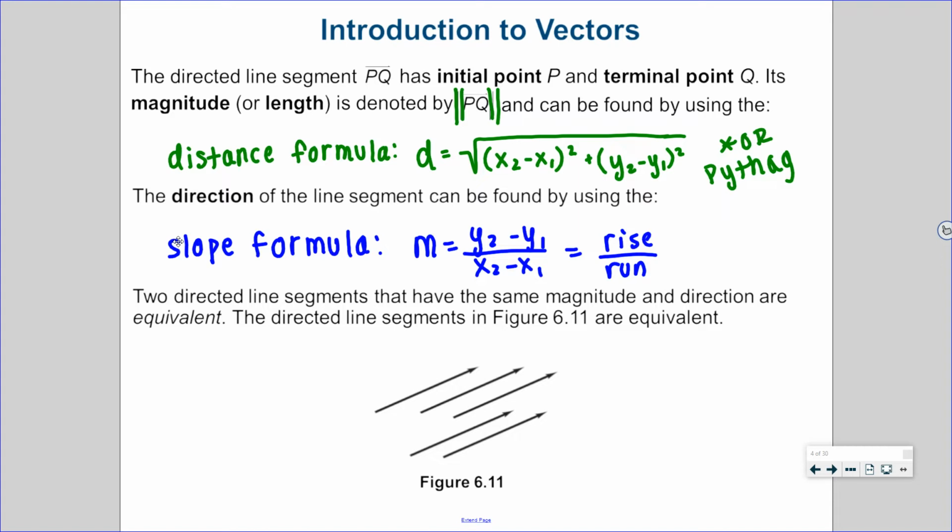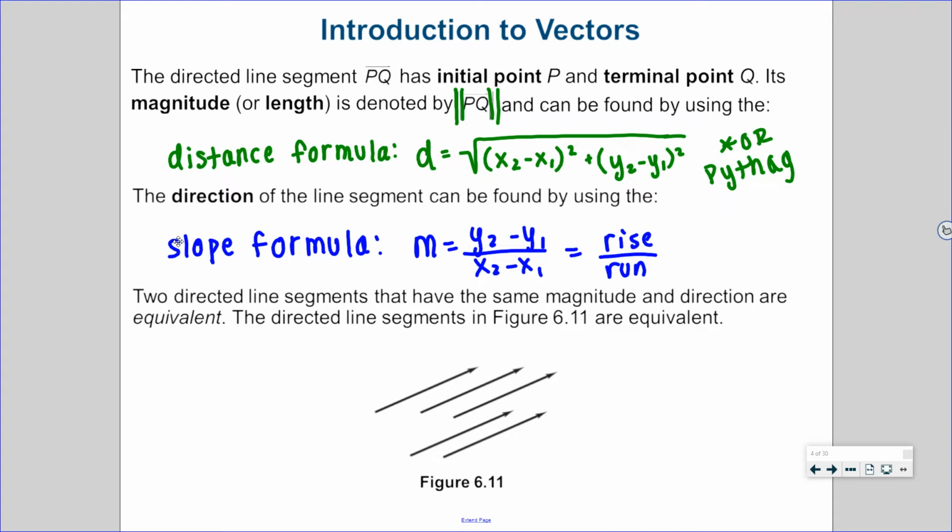If any of my directed line segments, so here's kind of what they look like, not on a coordinate plane, have the same magnitude, so they have the same length, and they're going the same direction, so they have the same slope from their initial point to their terminal point, then we say that these are all equivalent line segments, and that's what a vector is. It's the set of all the possible equivalent directed line segments on a coordinate plane. We call that a vector.